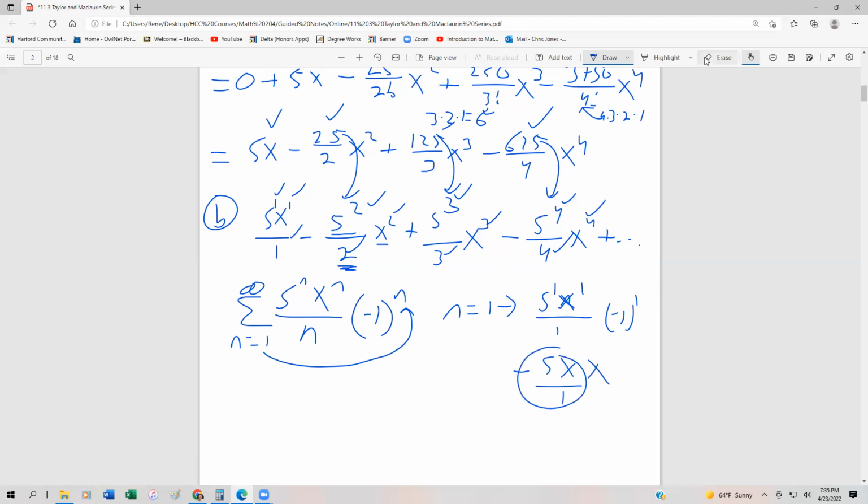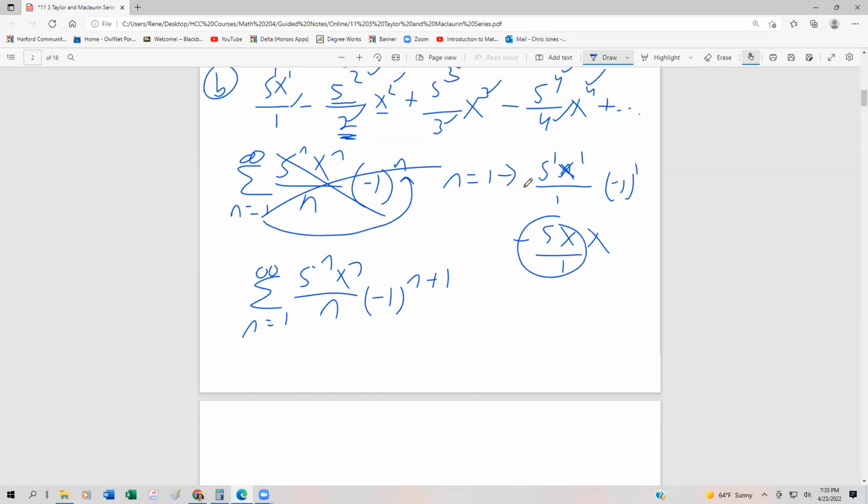So because we want a positive, we're just going to rewrite this as the sum from n equals 1 to infinity of 5 to the n, x to the n over n, times -1 to the n plus 1. And this would be our series form. Now, the last thing that we have to do is find the interval of convergence, and to find it for this one, we're going to have to use the ratio test.